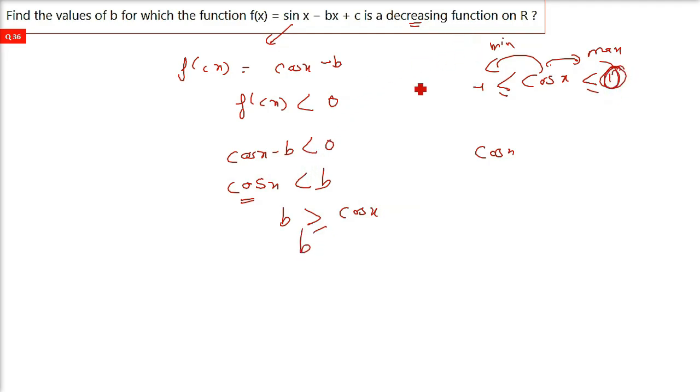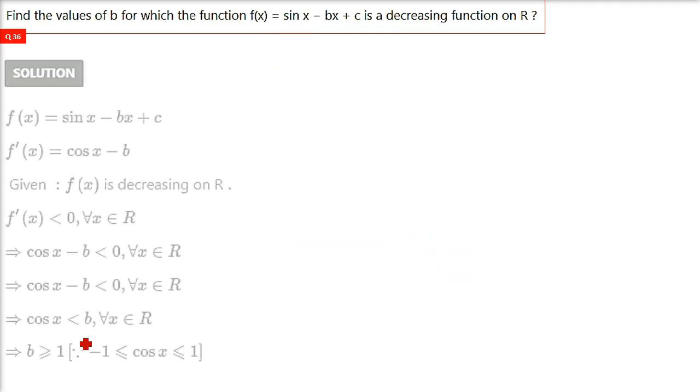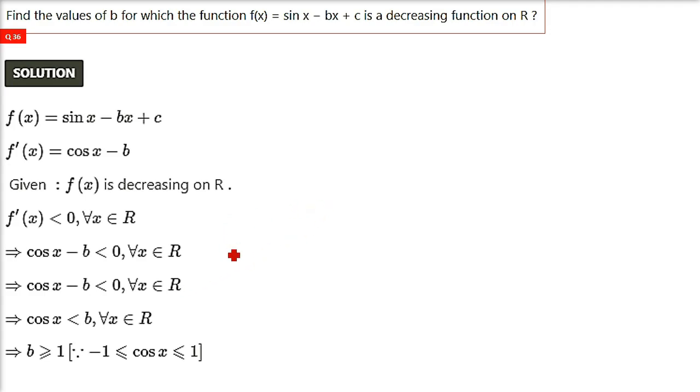So this is decreasing. I am using equal to just to re-emphasize that it is not strictly decreasing, it is decreasing only. That is, b should be greater than or equal to 1. What is the highest value of cos? Which is 1. So b should be greater than or equal to 1, because b is greater than or equal to cos, and cos has the highest value as 1. This is how we are going to write it. And please remember, cos x should be between -1 and 1. This is the whole logic of this question. Since it is greater than cos x, and the highest value of cos x is 1, that is why b is greater than or equal to 1.